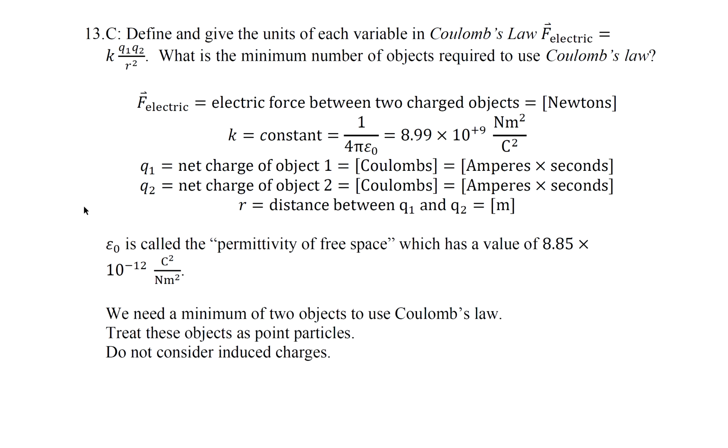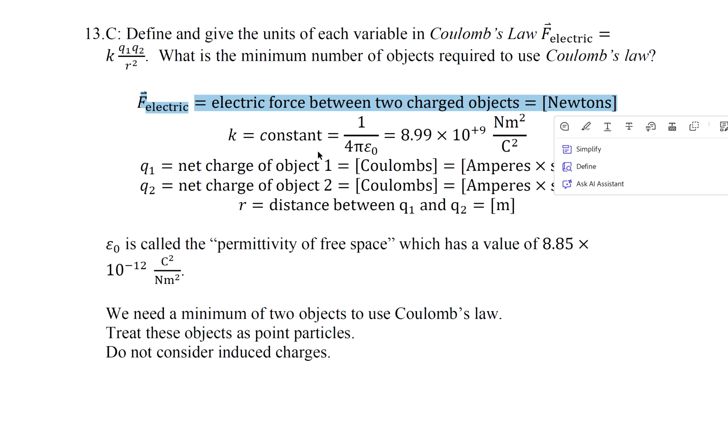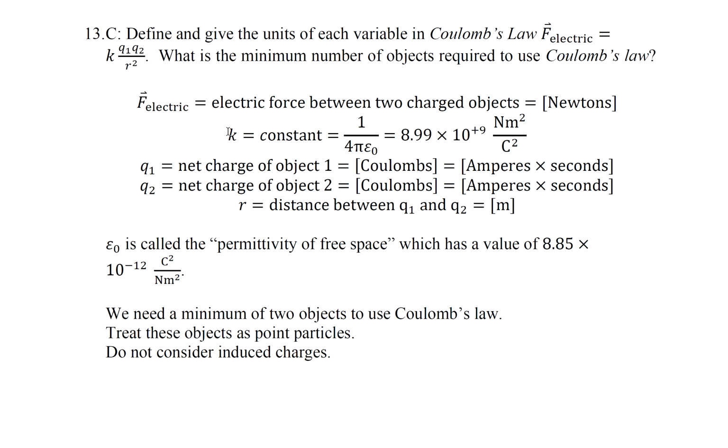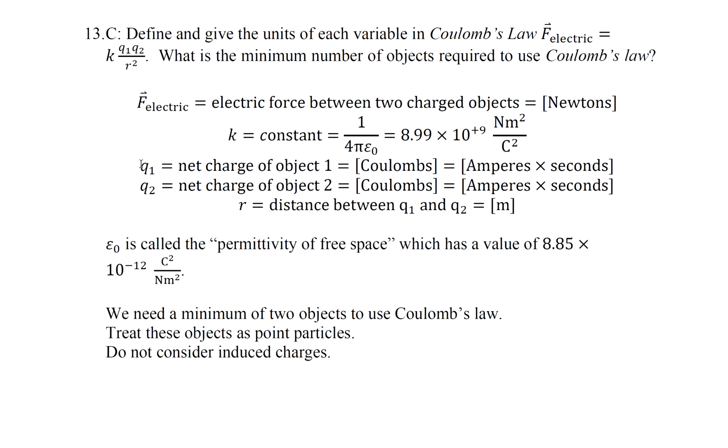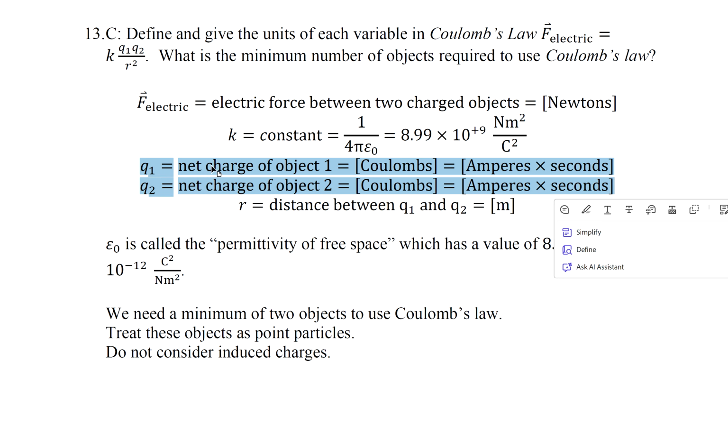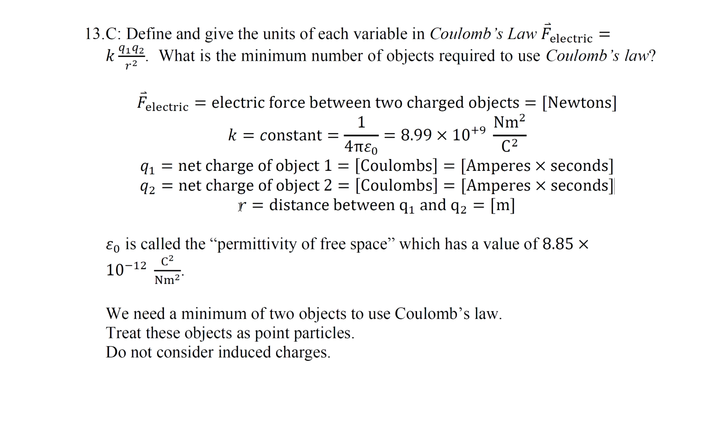Question 13. Define and give the units of each variable in Coulomb's law. F is equal to kqq over r squared. So this is the electric force between two charged objects. K is a constant, 1 over 4 pi epsilon sub 0, or epsilon naught. Q1 and Q2 are the net charges on two objects. And r is the distance between Q1 and Q2, like the distance from the center.